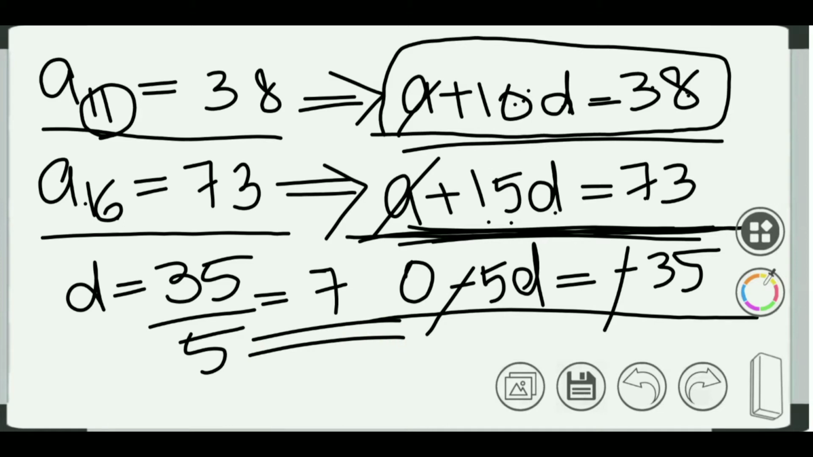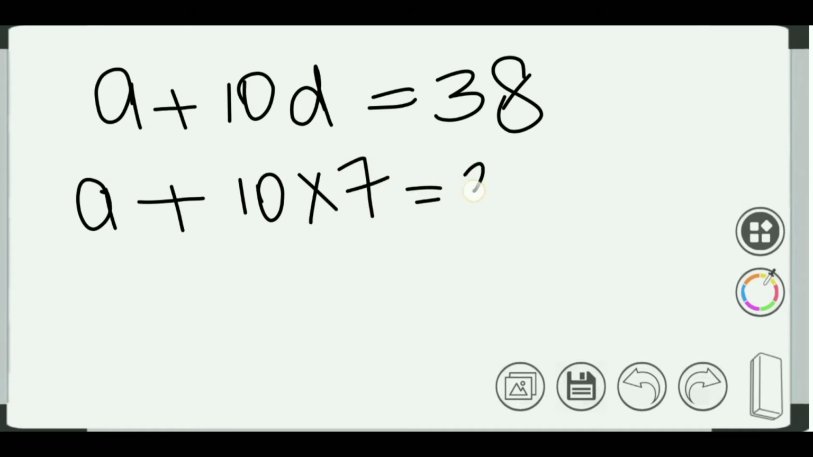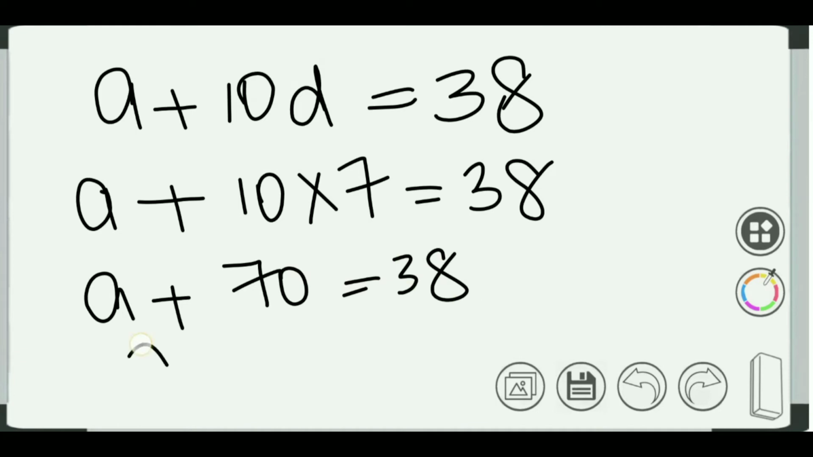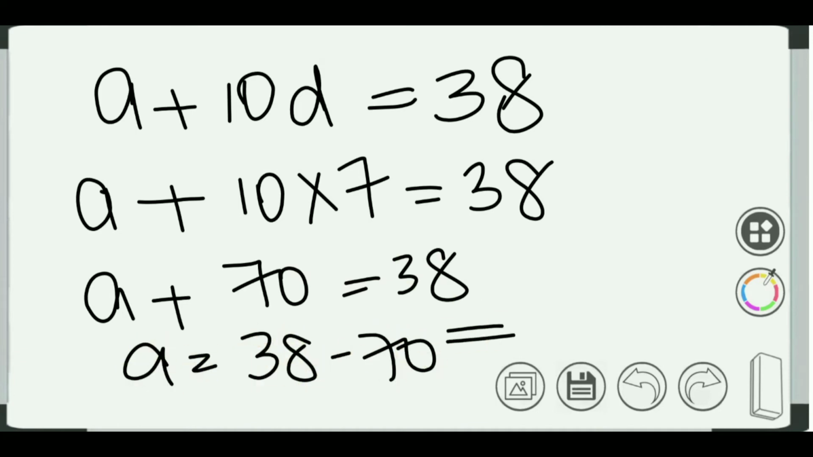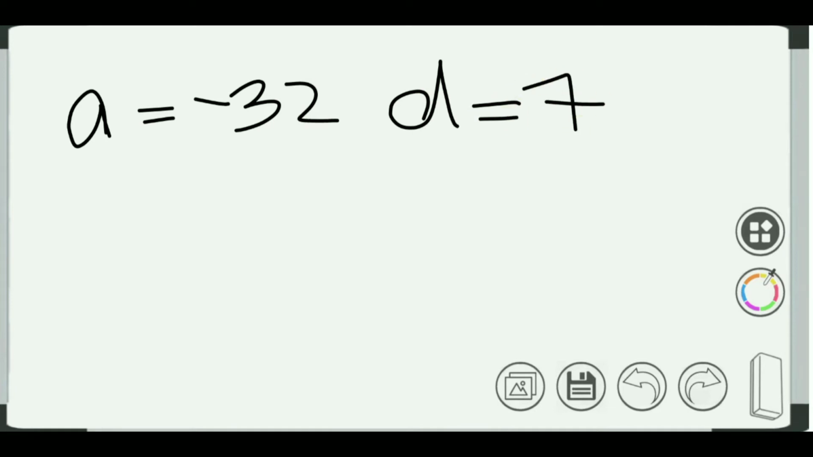Now you can find the value of a by putting this value of d in the first equation. A plus 10d equal to 38. Right? So you can put the value of d equal to 7. A plus 10 into 7, A plus 70 equal to 38. Therefore, a is equal to 38 minus 70 equal to minus 32. So you got the value of a equal to minus 32, d is equal to 7.